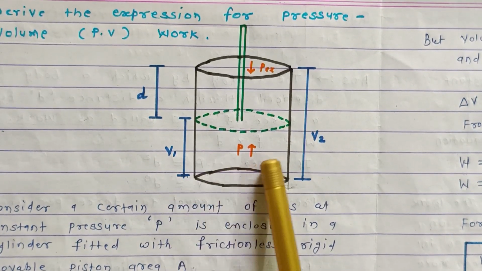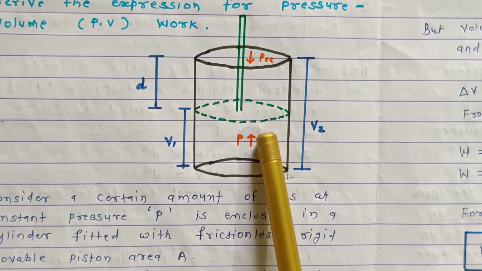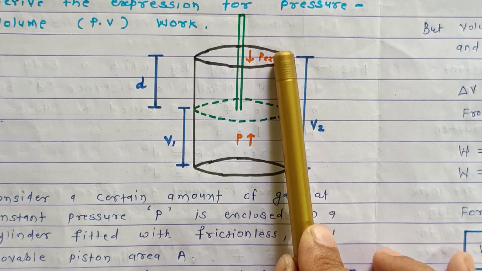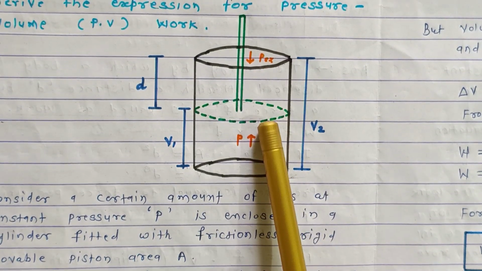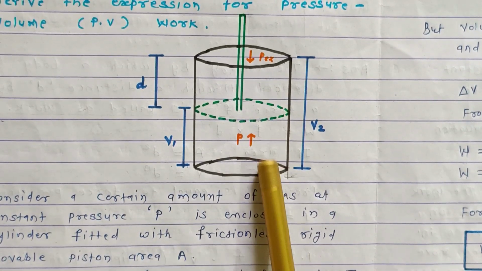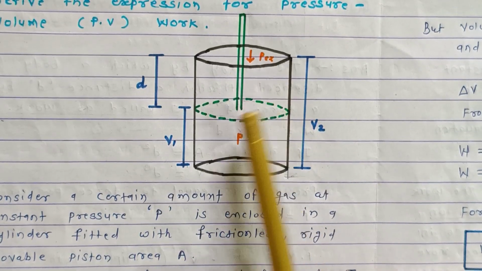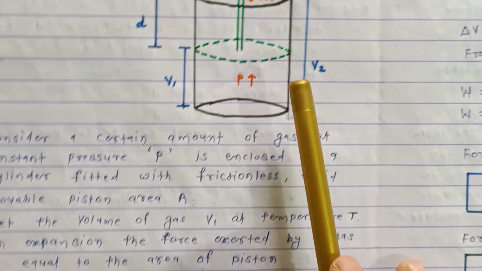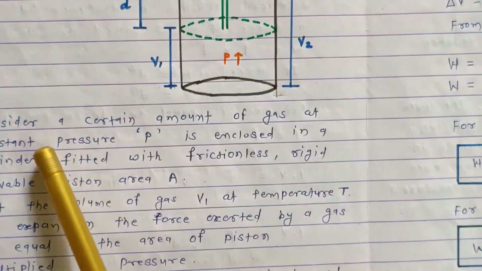Now the gas is allowed to expand. As the gas expands, this piston will move in an upward direction. At the same time, the external pressure P external is opposing the piston's upward movement. So the pressure is applied in the upward direction and the external pressure P external is applied in the downward direction. First volume V1, second volume V2. After considering this diagram, we are explaining it.